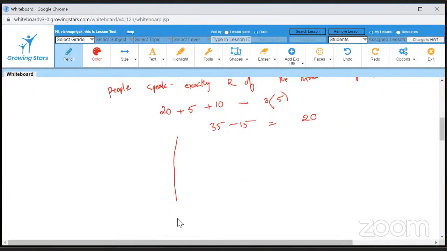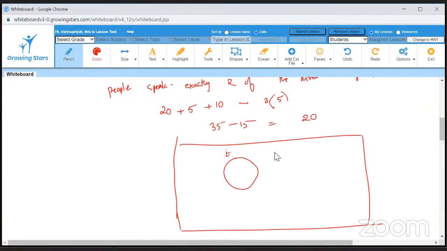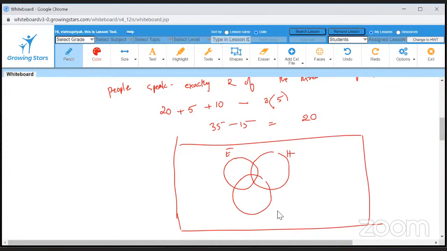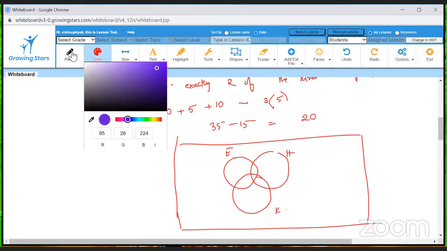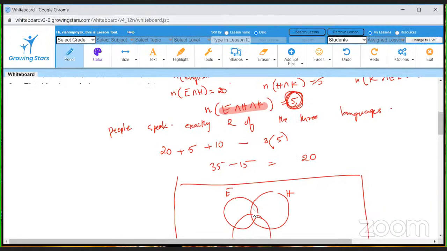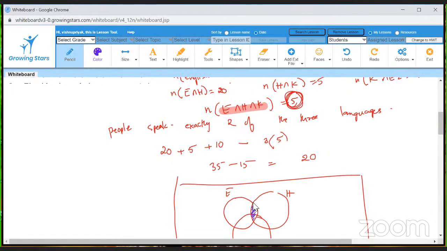The actual meaning in the set diagram is, suppose this is English, this is Hindi, and this is Kannada. So, as per the information, English and Hindi, 20 are there. This full thing is 20.